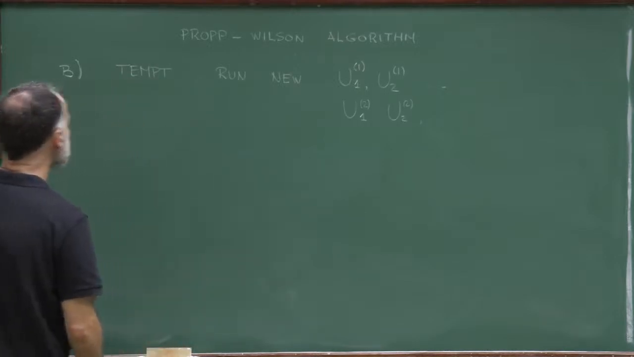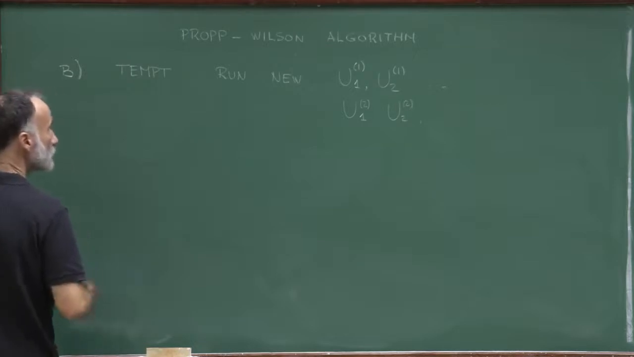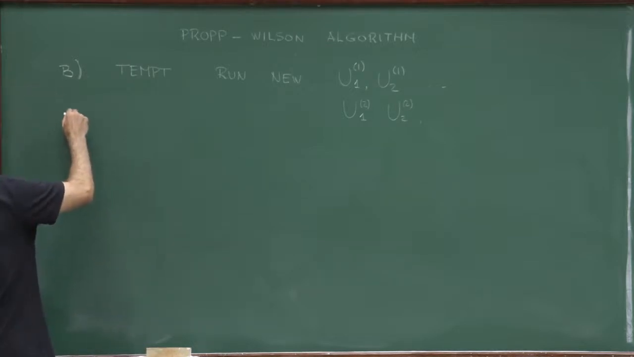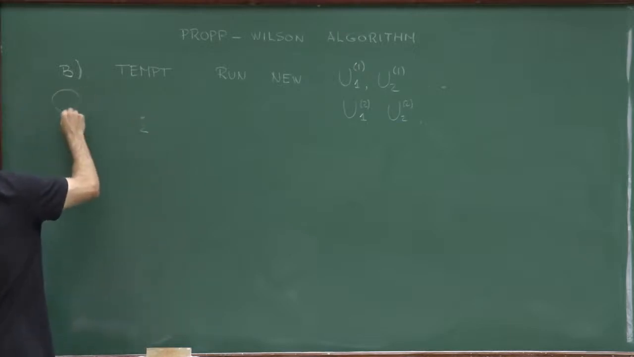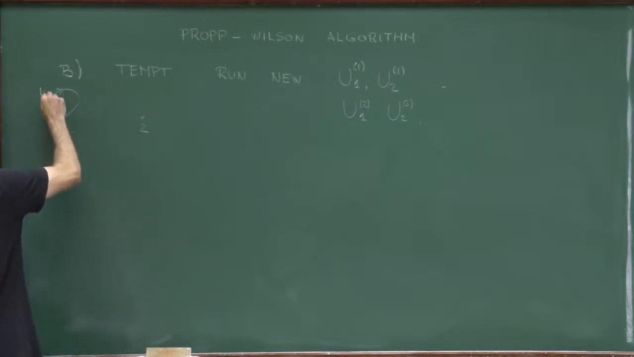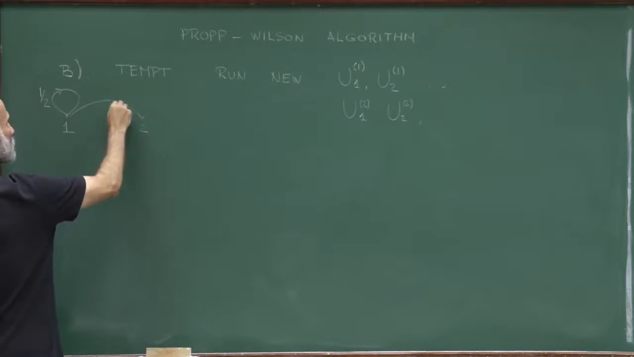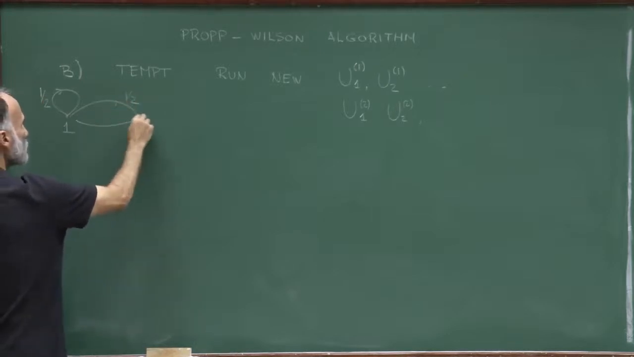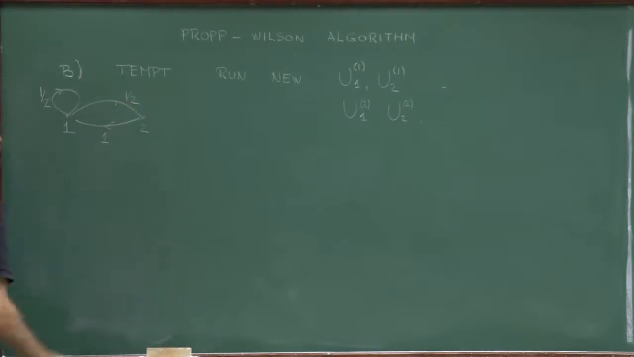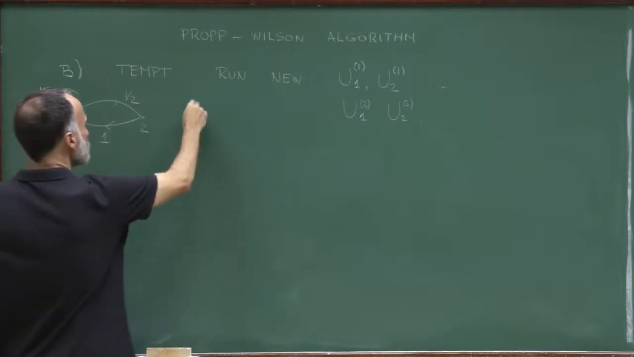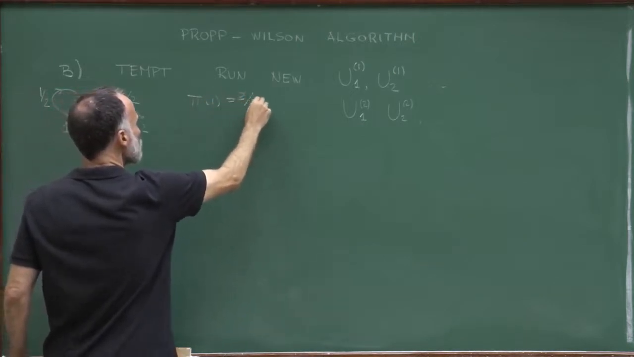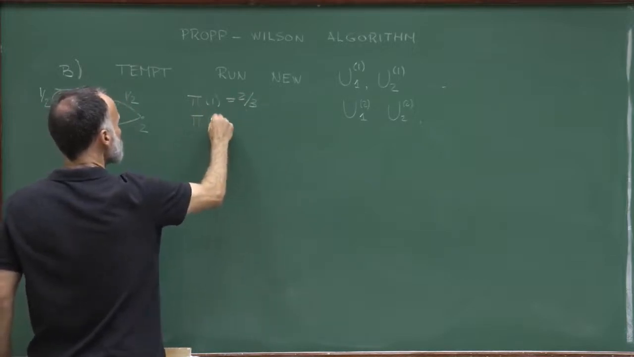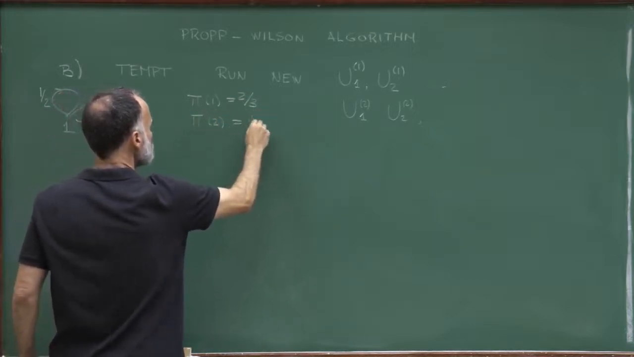And let me convince you that this does not work either. So let me take the same example, 1, 2. Remember, in 1 you're jumping with probability 1/2 to 1 and 1/2 to 2, while in 2 you jump with probability 1 to 1. And the stationary distribution gives weight 2/3 to 1 and weight 1/3 to 2.